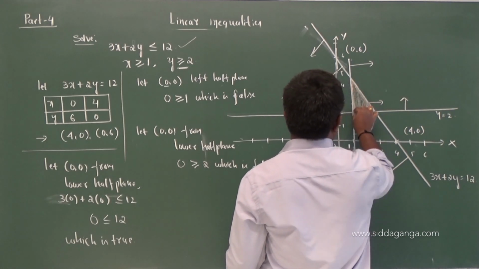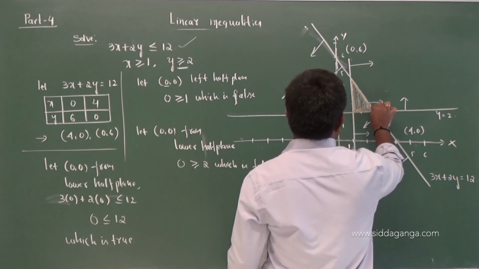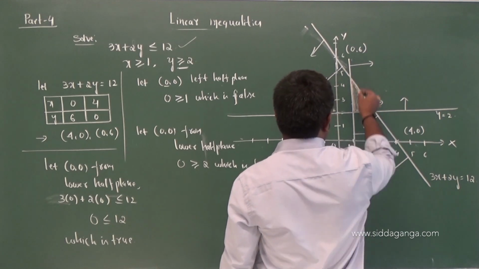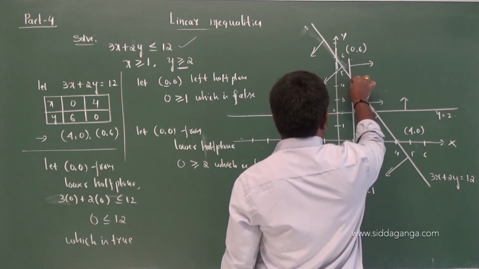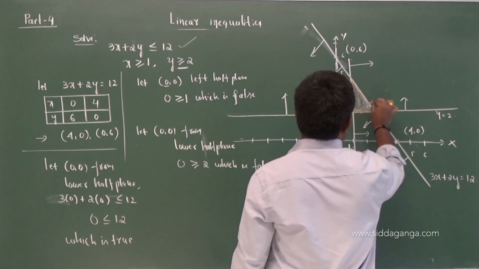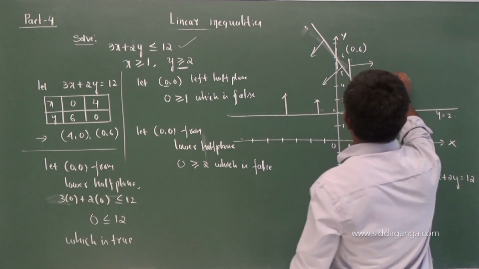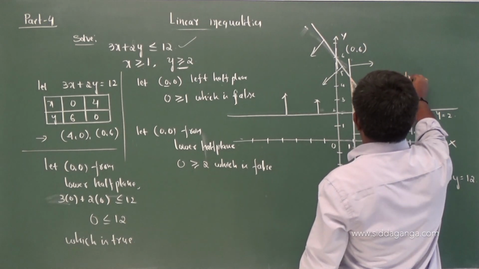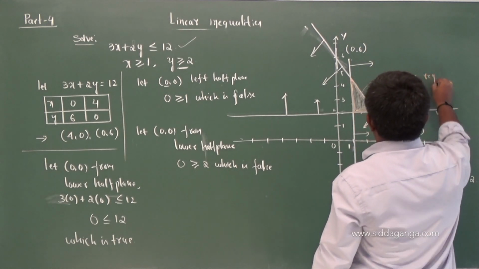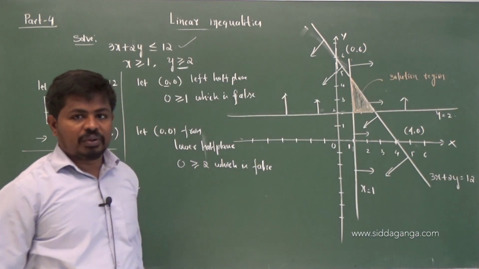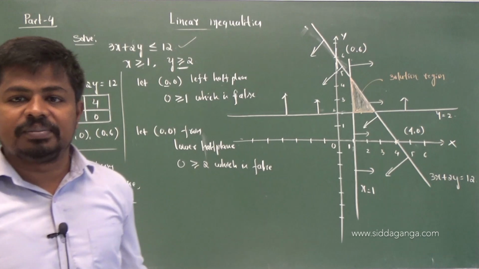That's the thing. And also, since it is a slack inequality, the points on these boundaries belong to the solution region. You have to mention this solution region. Hope you got it. It's very simple.